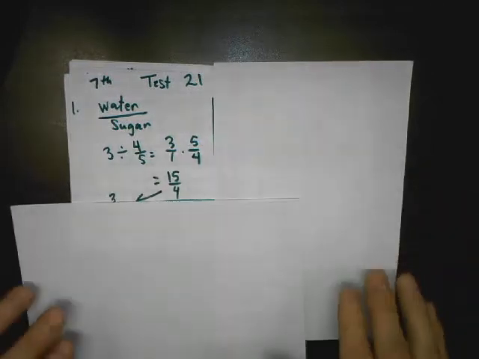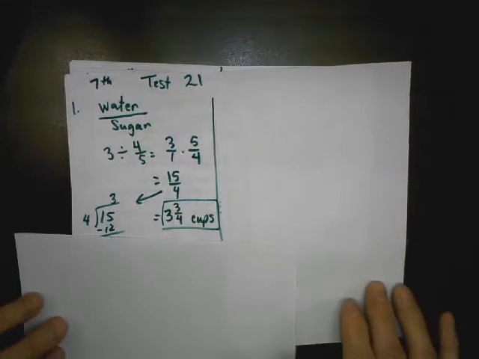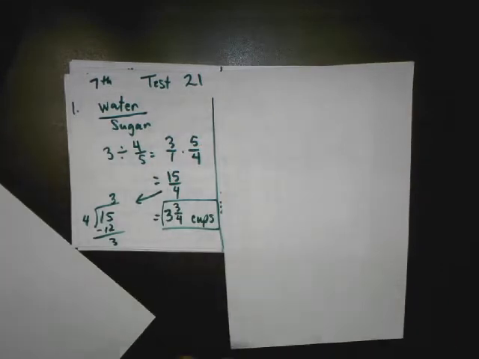Now, since this is a word problem, we'll go ahead and convert this to a mixed number. So there's 3 3/4 cups of water per each cup of sugar.